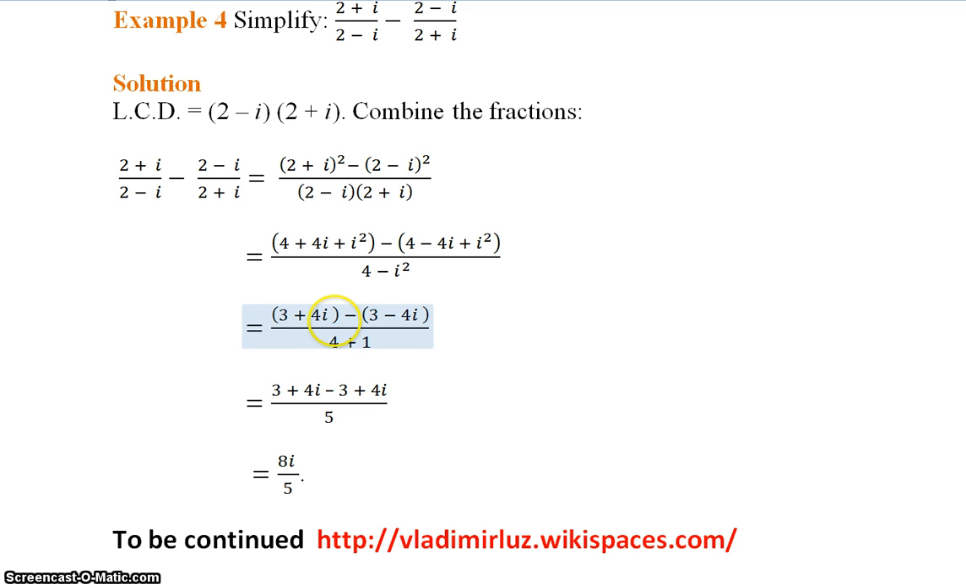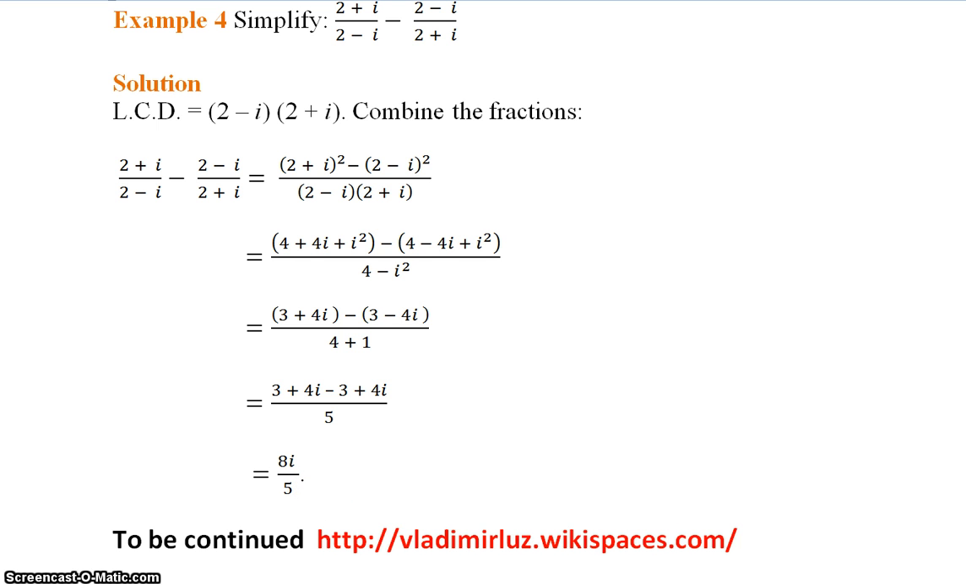So in the numerator we will get 3 plus 4i minus 3 but plus 4i, because we should change both signs, not only the sign before 3. We have to change both signs. So we will get here not minus 3 minus 4i, but minus 3 and plus 4i. And the denominator is just 5. 3 and minus 3 cross out. 4i plus 4i would be 8i. So the answer is 8i over 5.